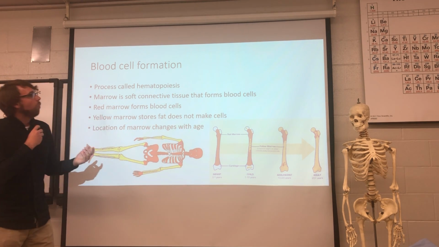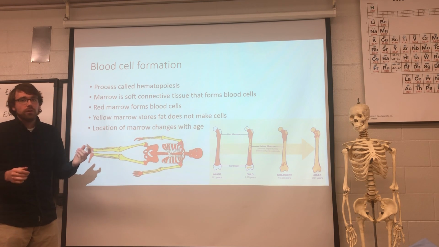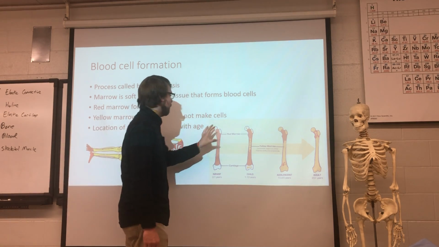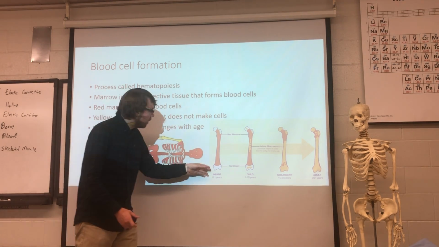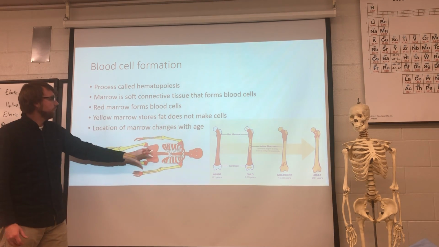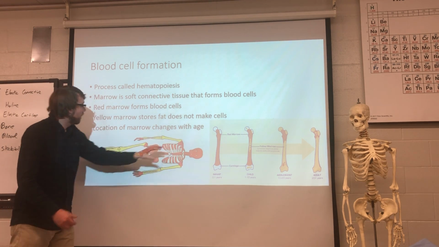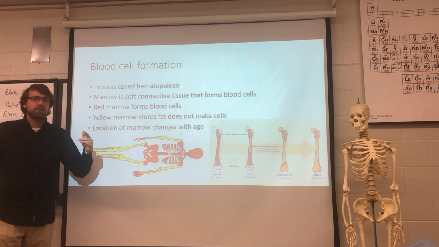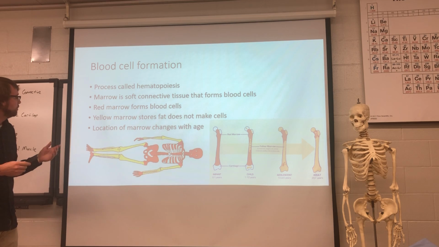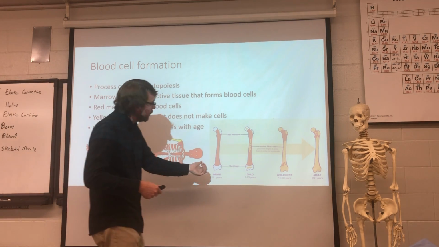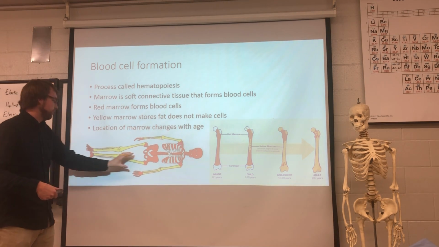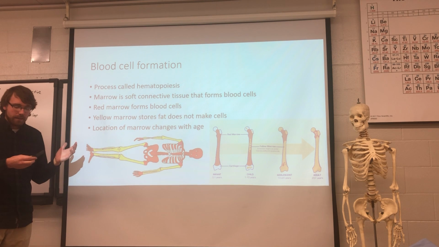So where you produce blood changes as you age. When you are young, almost all of your bones are producing blood. They almost all are full of red marrow. As you age, your blood cells are going to be produced by your pelvis, your ribs, your skull, and then your carpals and tarsals and metacarpals and metatarsals. So the location of marrow changes with age. There's a general reduction and there's a movement to a point where only these places that are in red are going to have red marrow.